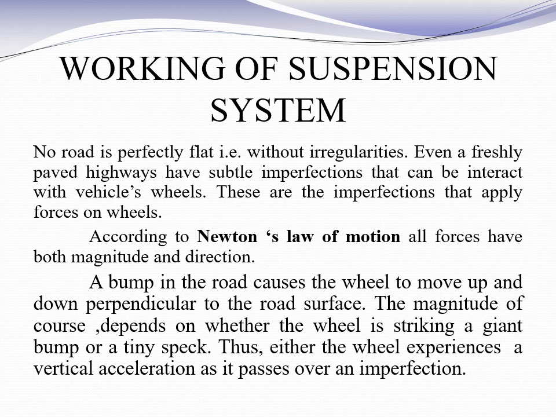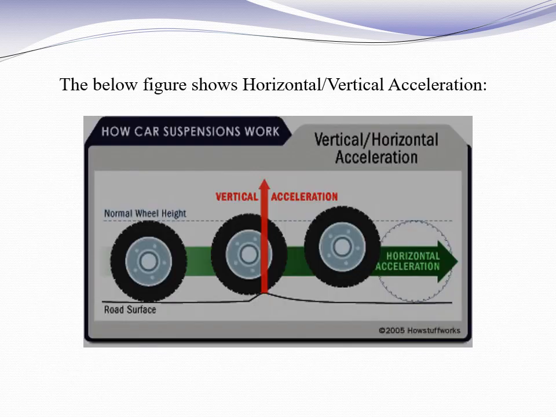The magnitude of course depends on whether the wheel is striking a giant bump or a teeny peak. Thus, the wheel experiences a vertical acceleration as it passes over an imperfection. Here the figure indicates vertical and horizontal acceleration.